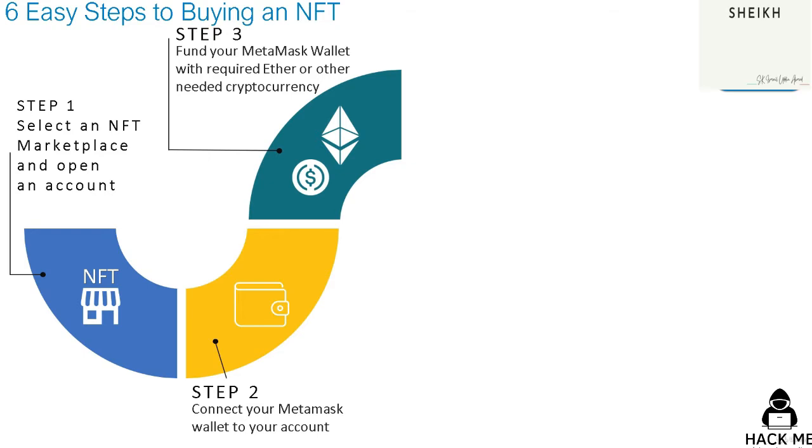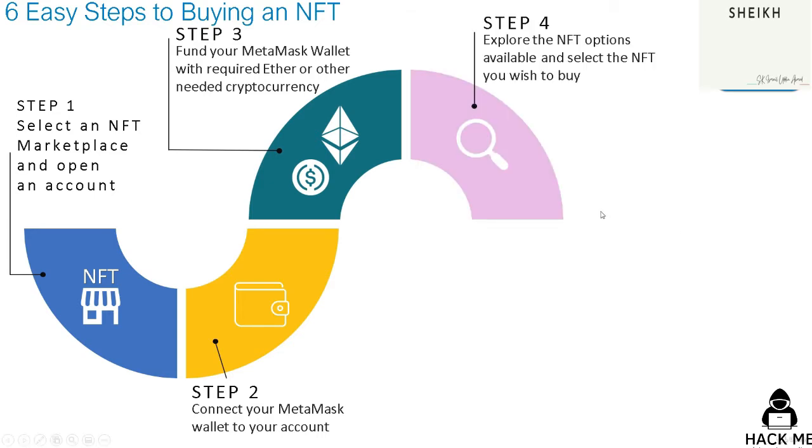MetaMask is actually a cryptocurrency wallet, and it will let you store Ether and let you spend that Ether when you're buying NFTs. You can do that because it lets your browser interact with these marketplaces. The next step is to explore the different NFTs that are available. You will have a lot of opportunities to look at different NFTs that people have been listing for sale, and you can select whichever one you want to buy.